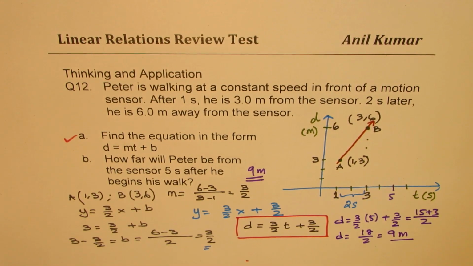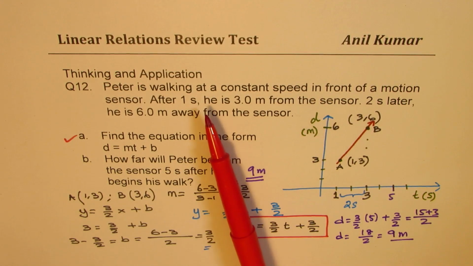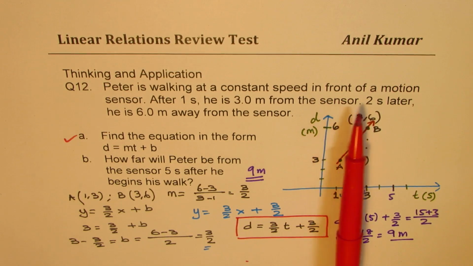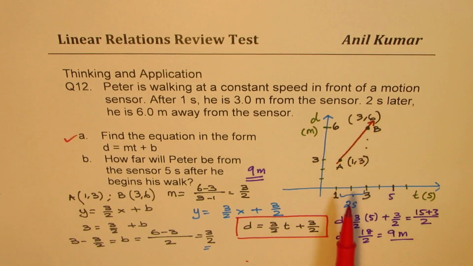So I hope you understand how we could solve this particular question. Have a good look at it. The tricky part here is, he is 3 meters from the sensor 2 seconds later, which means when time is 3, right? So that is 2 seconds later. That should help you understand how to solve this type of question.